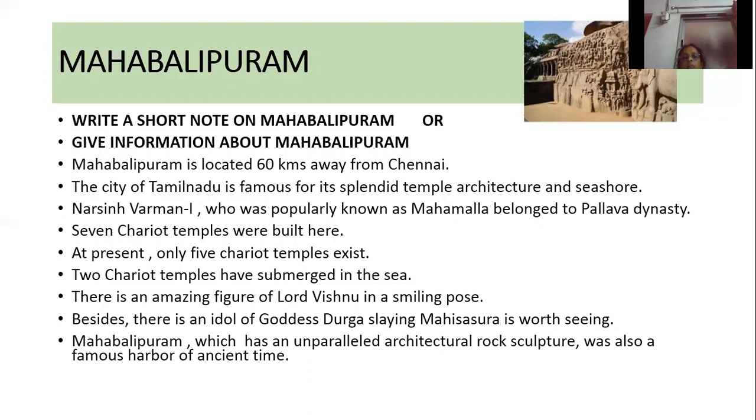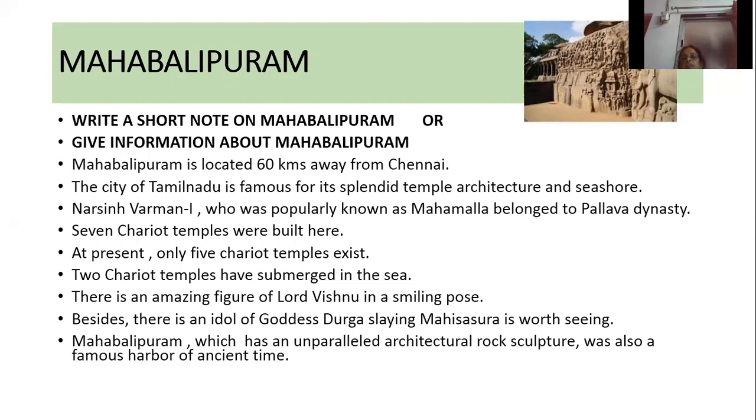When it was built, how many chariot temples were there? 7 were there. At present, how many are there? Only 5 are there. And 2 chariot temples have submerged in the sea. That means they drowned in the sea; they went underwater. And here we can find an amazing, wonderful figure of Lord Vishnu sitting in a smiling posture. And here we can also find a statue of Goddess Durga killing Mahishasura.